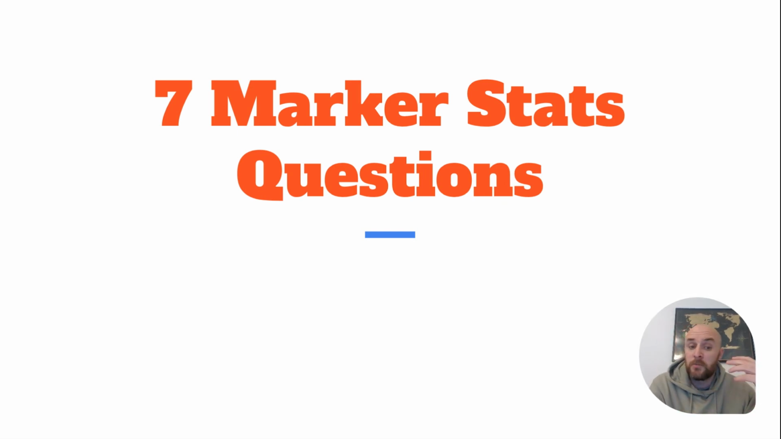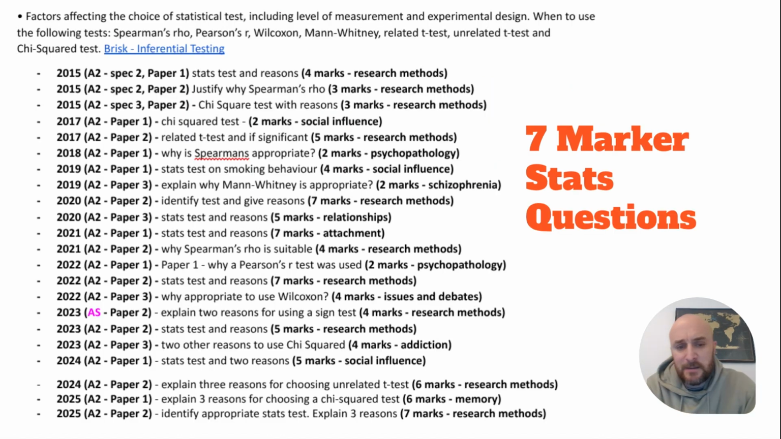I'm going to assume that you've seen the other video that's related to how to actually know what stats test to pick out. So I'm not going to be dealing with how to identify the right stats test. I'm going to be dealing with how to answer this seven-marker stats question. A seven-marker stats question, by the way, that's becoming increasingly more popular with AQA.